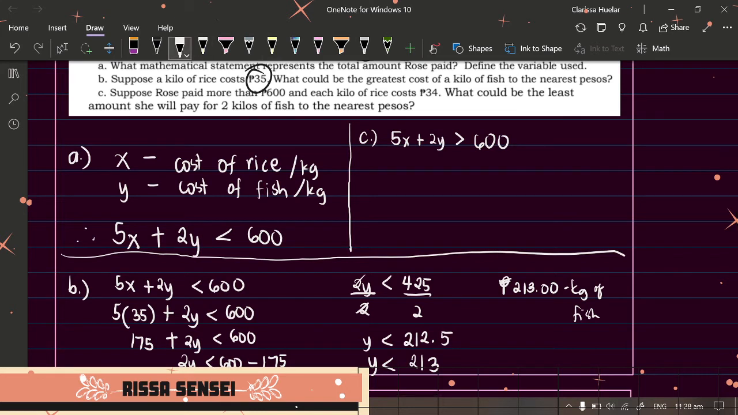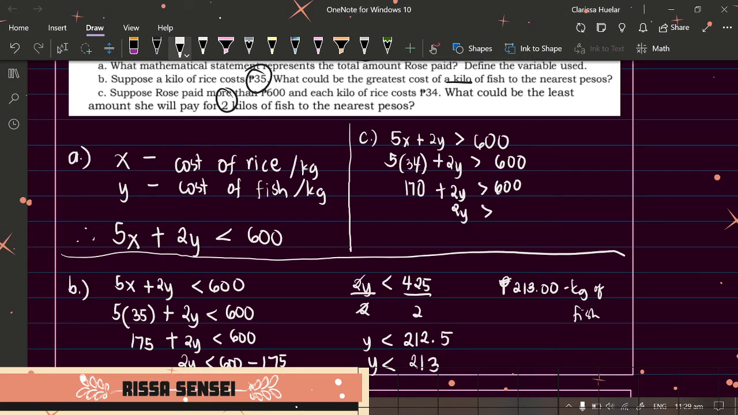Now it is 2 kilos of fish. Earlier it was just 1 kilo. So, let's try. What if x is 34? So, we replace x with 34, plus 2y greater than 600. 5 times 34, so that's 20 carry 2, 5 times 8, 15 plus 2, so 7. Right? Then, 2y greater than 600.